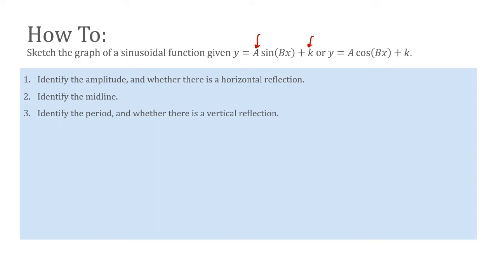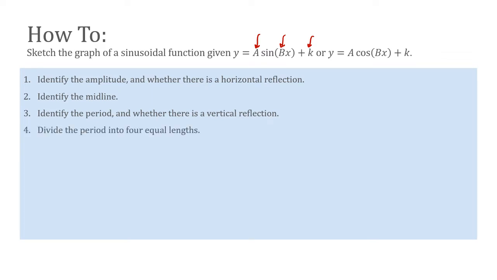Step 3. Identify the period and whether there's a vertical reflection. The period is equal to 2 pi divided by the absolute value of b. If the b value is negative, then that's what tells you there's a vertical reflection.